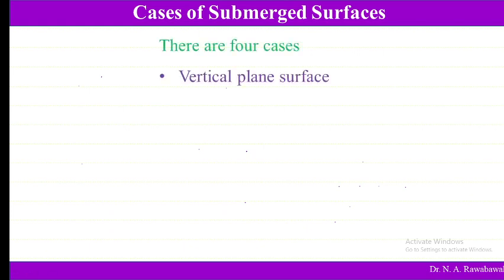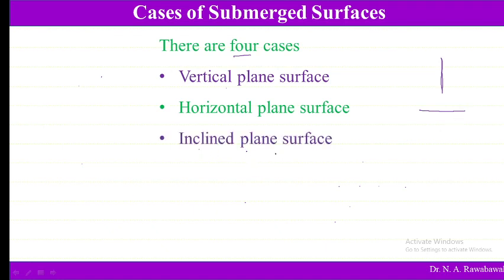There are four cases. First one is vertical plane surface, in the sense the plane surface which is submerged in a liquid in vertical position. Second one is horizontal plane surface. If the surface is horizontal and submerged in the liquid, then the forces acting on it can be calculated. Third one is inclined plane surface. If a plane surface is inclined and submerged in the liquid, we consider it a third case. And fourth case is curved surface.